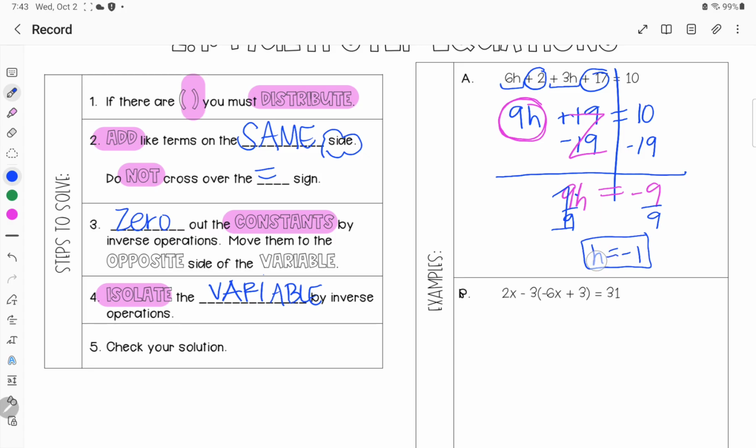What this means is that anywhere I see h, I could replace it in here, and it should equal 10. So if I put it here, I'd have 6 times h, and h is negative 1, so 6 times negative 1 is negative 6, plus 2, and then 3 times negative 1 is negative 3, and then plus 17. I should get 10 by the time I'm done. Well, 6 negatives and 3 negatives is 9, and 17 positives and 2 positives is 19, and that gives me 10, which is exactly what I want. Or you could put this in your calculator and check it if you don't believe me.